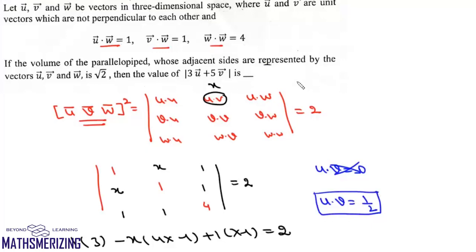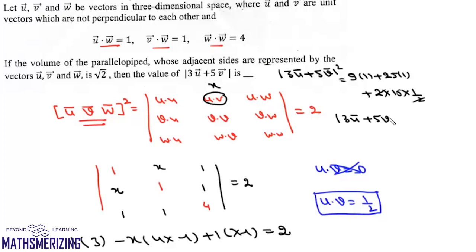Now we need to find this value. Now this is the mod of 3u plus 5v. We'll take the square of it. So it'll be 9 times mod of u square, which is 1, plus 25 times mod of v square, which is 1, plus 2 into 3 into 5 into u dot v, and u dot v is 1 by 2. So this mod of 3u plus 5v square will be equal to 25 plus 15, 40. 40 plus 9 is 49. So the value of mod of 3u plus 5v will be simply 7. So the answer to this question is 7.